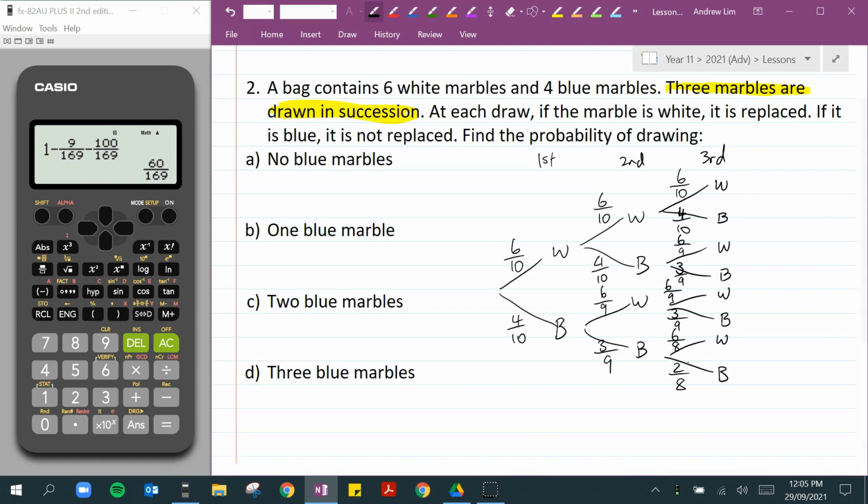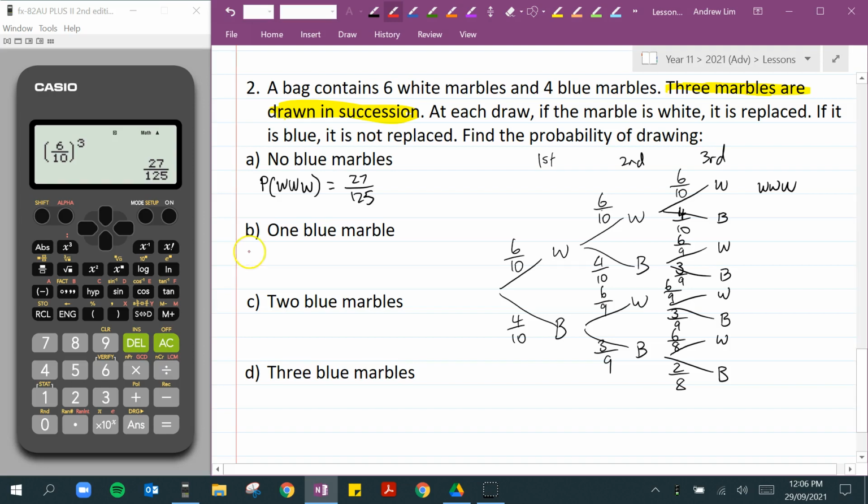Okay, so in order for us to determine the probability of no blue marbles being selected, that means we got white, white, and white. So we're going to multiply these 3 fractions together. 6 over 10 times 6 over 10 times 6 over 10, or 6 over 10 cubed, which is 27. So the probability of white, white, and white is 27 out of 125.